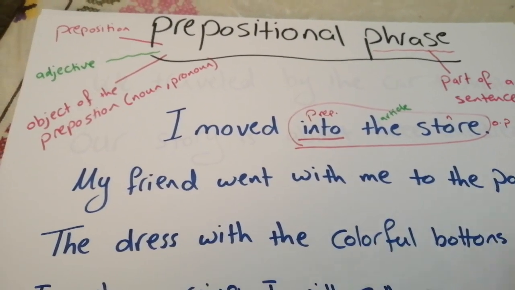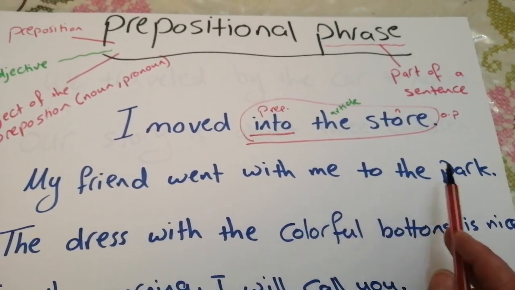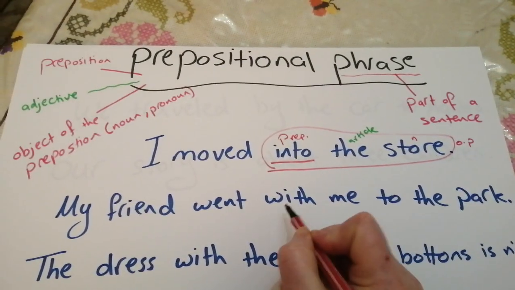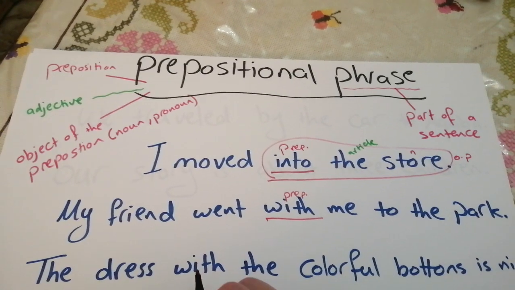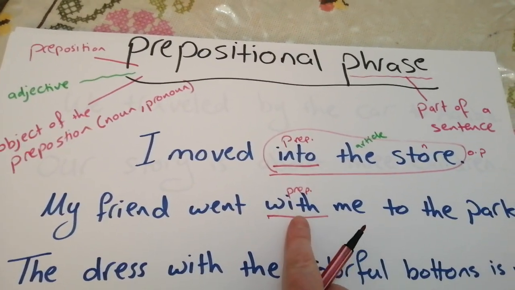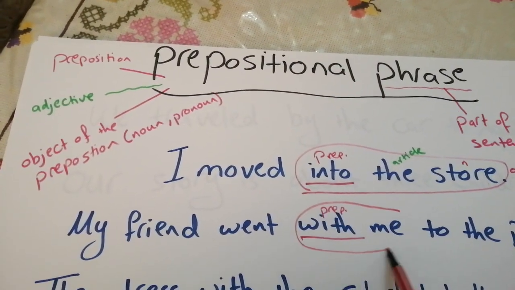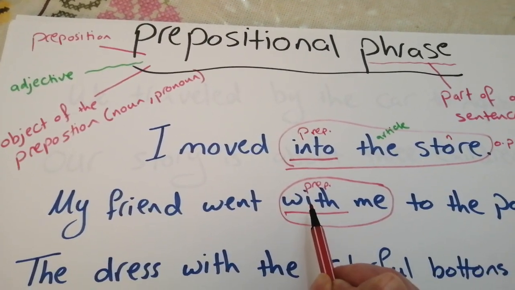Okay, look at the second sentence. My friend went with me to the park. Where is the preposition first? Here we have with. This is the preposition. Where is the prepositional phrase that starts with the preposition with? With me. This is the prepositional phrase that starts with the preposition with.